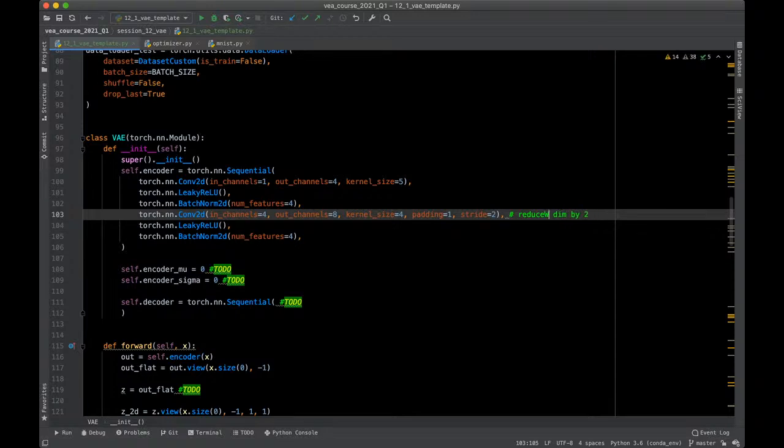Width and height, right? So remember I gave you the formula for calculating what will be the output with regards to the input, and that's fine.